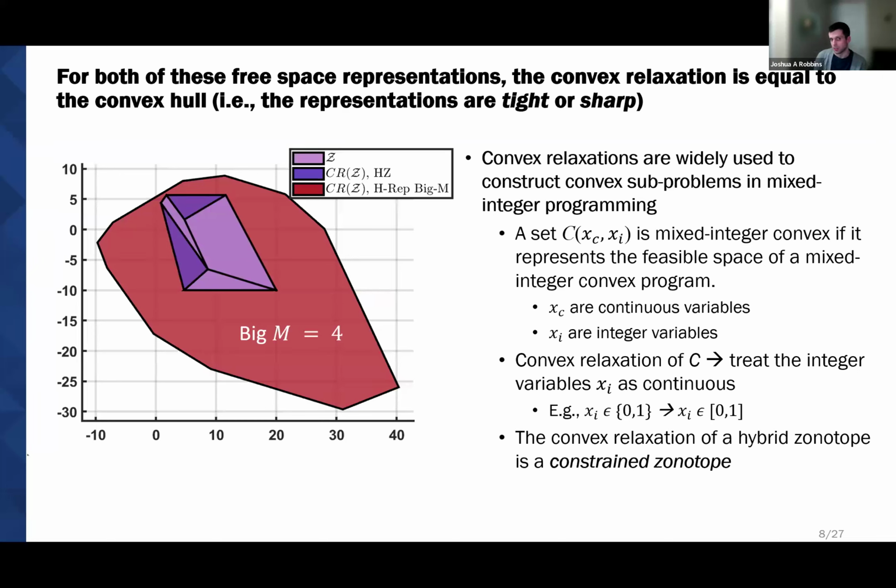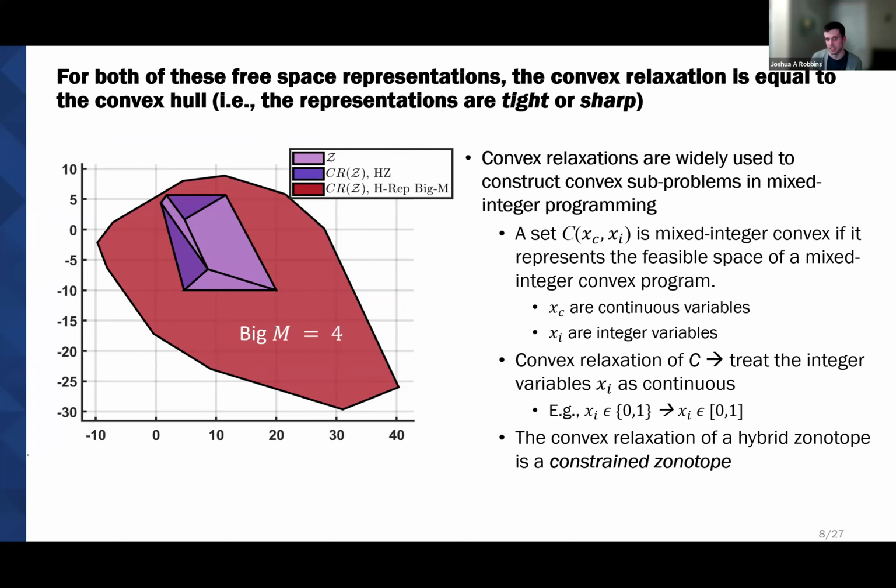So for both of these free space representations, it turns out that the convex relaxation is equal to the convex hull, right? So these representations are tight or sharp. And this is an important property when you're going to solve a mixed integer program, because when you solve mixed integer programs, especially using branch and bound methods, you end up taking a series of convex relaxations, and having those convex relaxations be tight to the non-convex set, as they are here, allows you to create a better representation of the problem that you're trying to solve and converge in fewer branch and bound iterations.